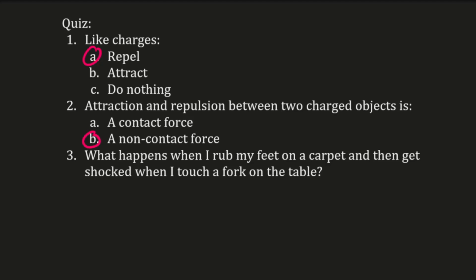And what happens when I rub my feet on a carpet and then get shocked when I touch my fork on the table? So you should be able to explain this now. So when you rub your feet on the carpet, you get a transfer of electrons either from your feet to the carpet or from the carpet to your feet. You then get a buildup of charge on yourself, and then when you touch your fork, it essentially has a potential of 0 volts. It's essentially earthed, and so there's now a potential difference between you and the fork. And so when you get close to it and you touch it, you end up getting a flow of electricity.